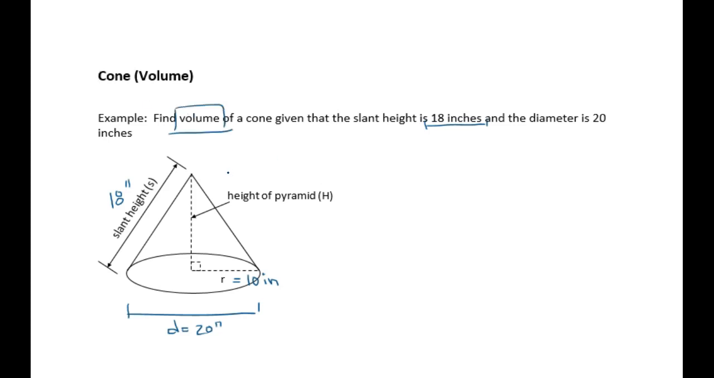So remember, the cone formula is very similar to what we saw in the pyramid. It has the exact same formula related to it. So volume is going to be area of the base multiplied by the height of the shape, and we're going to divide that by 3. So right now we need to find area and we need to find height.